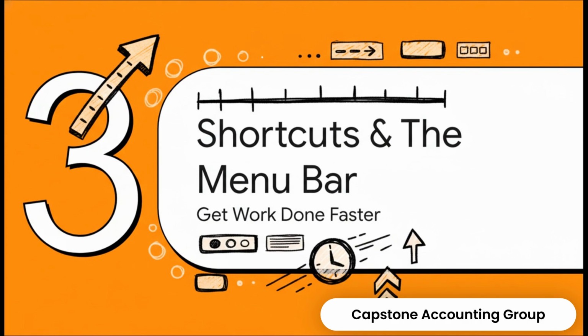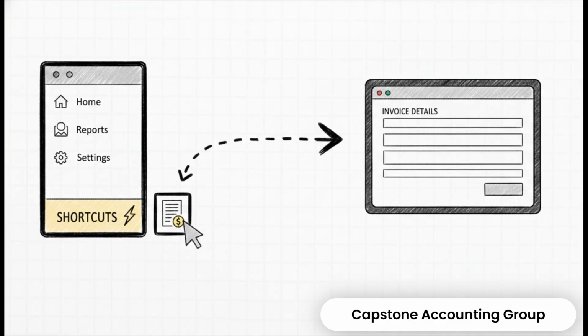Now, beyond those main navigation centers, Sage 50 has a couple of other tricks up its sleeve to help you get your work done even faster. Let's talk about shortcuts and the menu bar. So if you look all the way down at the bottom of that left-hand navigation bar, you'll see a section for shortcuts. This little area is going to be your best friend. Seriously, if you find yourself creating sales invoices all day long, why click through menus? Just add a one-click shortcut right there, and bam, you jump straight to that form.